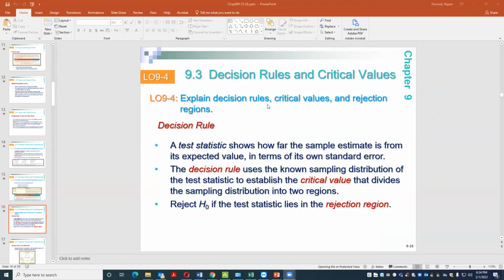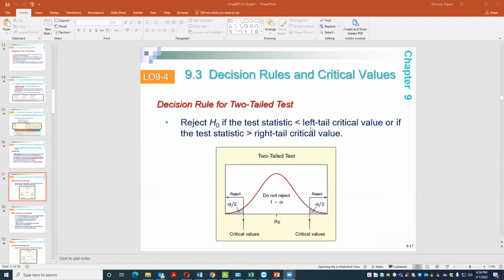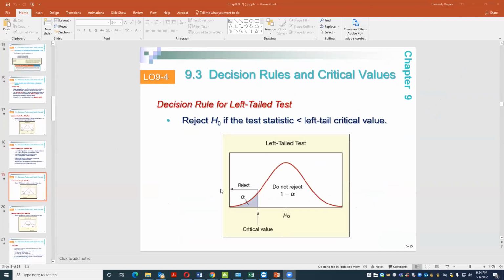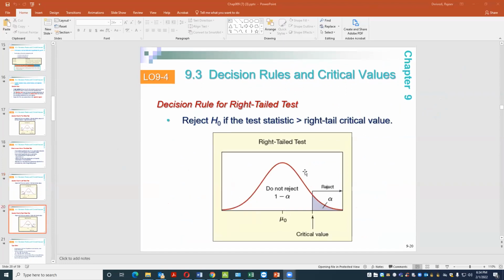So decision rule, p-value. You can see this is the rejection region in two-tail. Left, this is the rejection region. The rest is the acceptance region. So basically acceptance is for the null hypothesis. Don't reject. Right tail, this area is for don't reject, this solid area is for rejection.